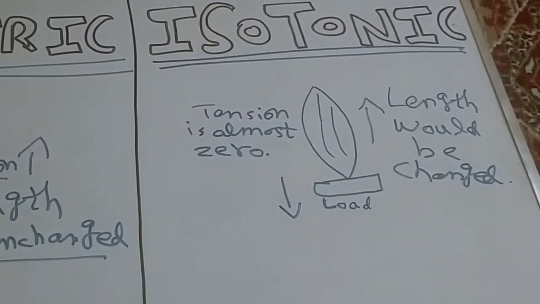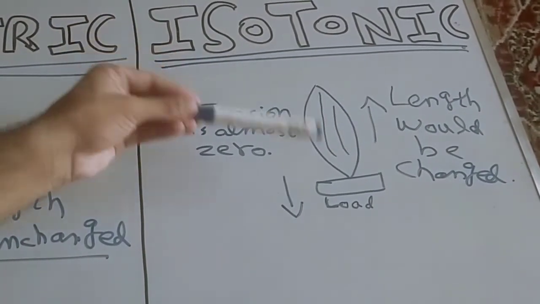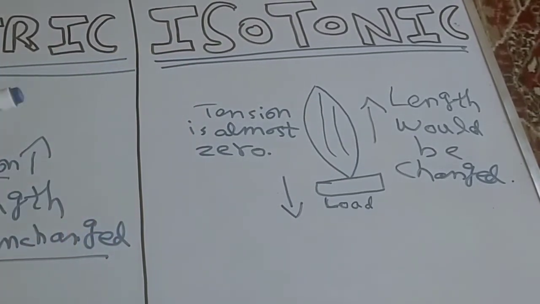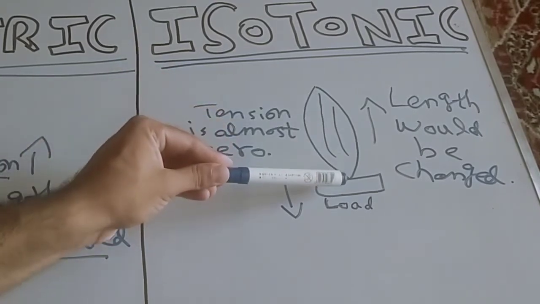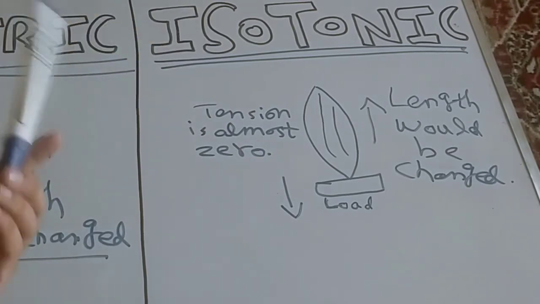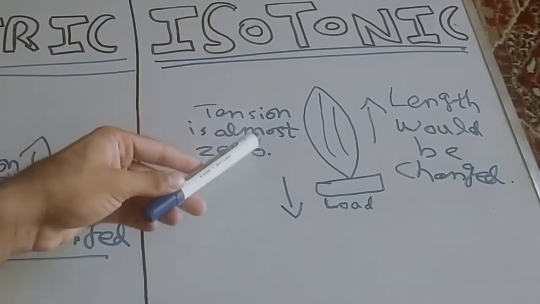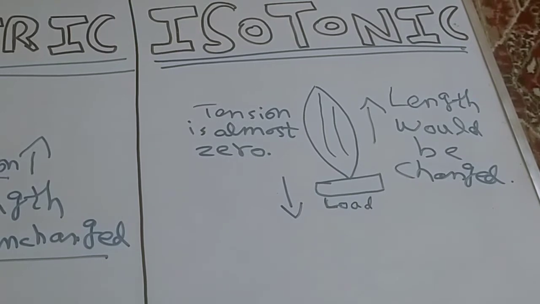Now why would the length be changed? Because this muscle can easily contract towards the upward direction. It can easily contract because the load is not too great. The load is not of too much weight, and that is why this muscle can easily contract upward, and this load can easily be uplifted, and there would be a change in length. But the tension is almost zero because of the small weight being offered to this muscle. So there would be almost no tension, and this muscle can easily uplift this load, followed by the contraction and the change in length.